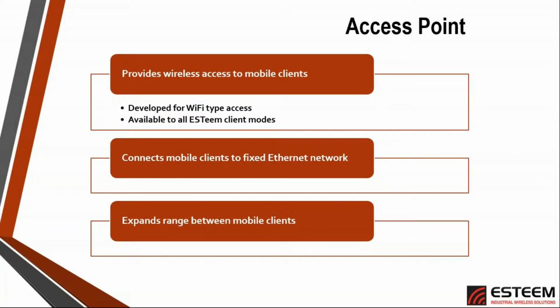When we're talking about access point, what are we making reference to? Well, this terminology actually came out of Wi-Fi. It is really the ability for a device to provide wireless access for mobile clients. All of our ESTeem clients and those radios that support Wi-Fi clients can also work as access points. So for example, the Horizon 2.4 gigahertz and the Horizon 5.8 gigahertz can actually be access points for Wi-Fi clients also. But they don't necessarily need to be those.